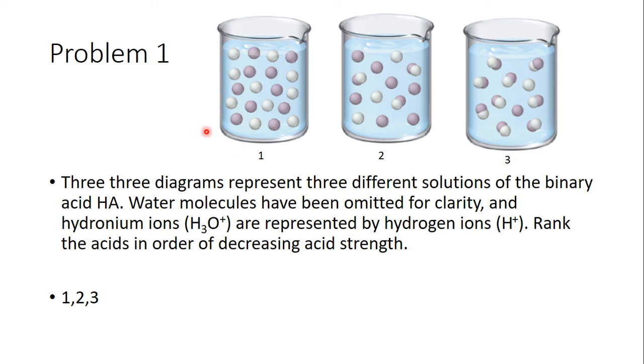So in beaker 1, all of the acid has been dissociated. Acid 2, roughly 50% has been dissociated. And acid 3, only one molecule has been dissociated, which means 1 is the strongest acid. We have the most hydrogens coming off. 2 is the next strongest because that has the second most. 3 is incredibly weak, is the weakest. We only had 1 hydrogen come off. So in order of decreasing strength, it would be 1, 2, and 3.